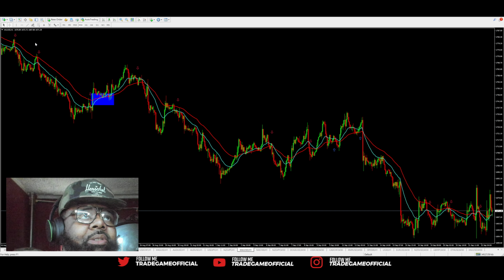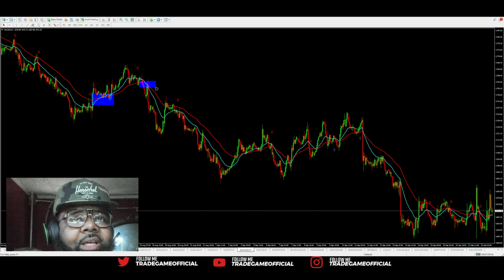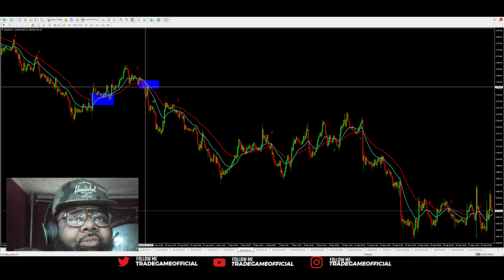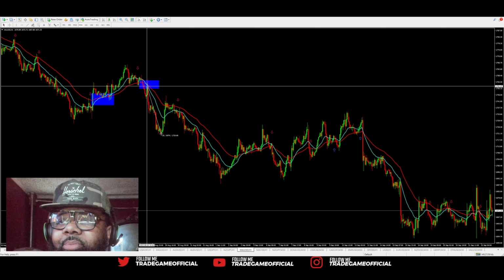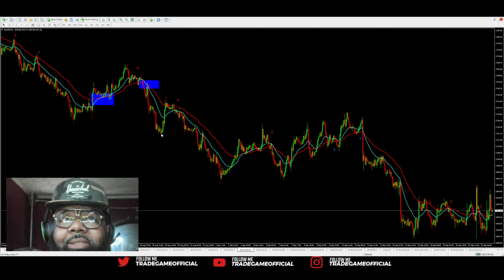Let's use another one. The EMA crossed to the downside here. You see where the arrow popped out? Let's see how many pips you would have got had you taken this EMA cross trade. 307 pips. Did that work, guys? Did it work?